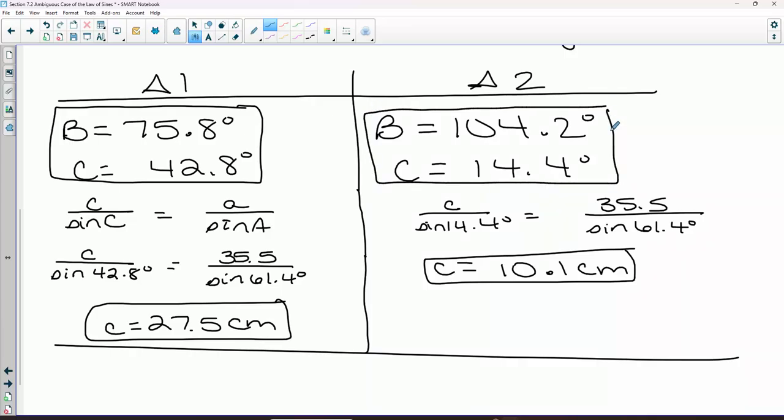Again, just a quick check. Angle B was my biggest angle. Was side B my biggest side? Yes. Angle C was my smallest angle, so side C should be my smallest side. What if they didn't match up like that? What would that mean? That triangle doesn't really work, and you would throw it out. Okay, so these problems are a little bit longer, especially when we have to look at both triangles.